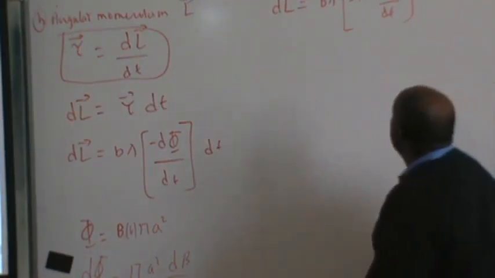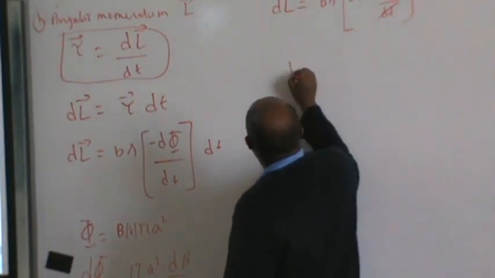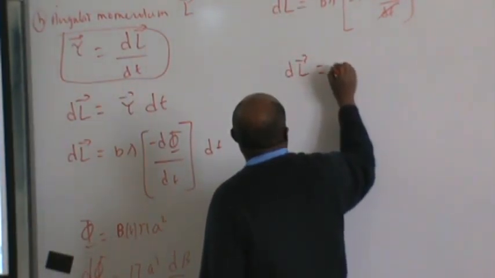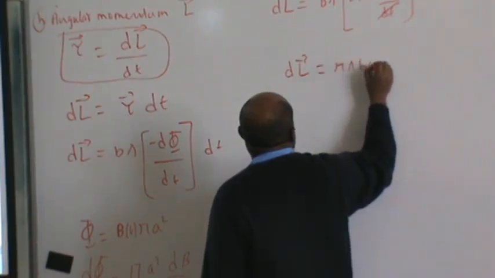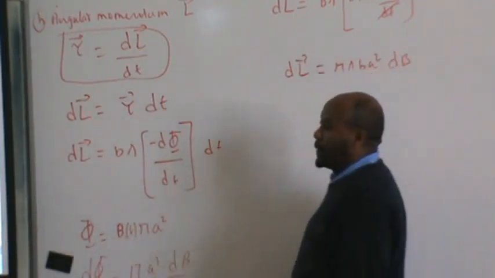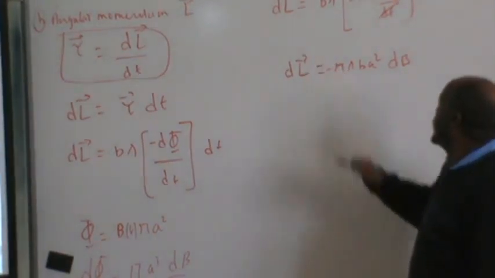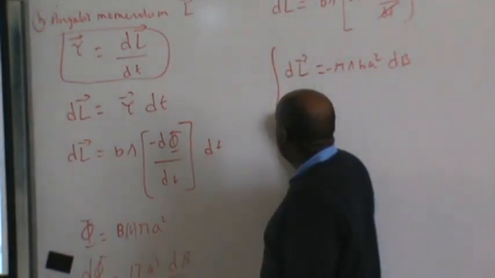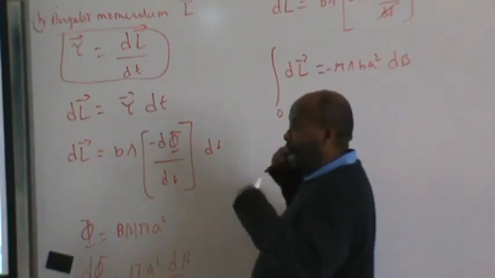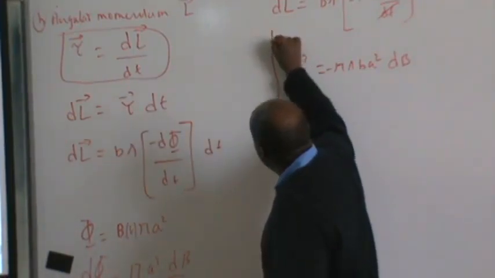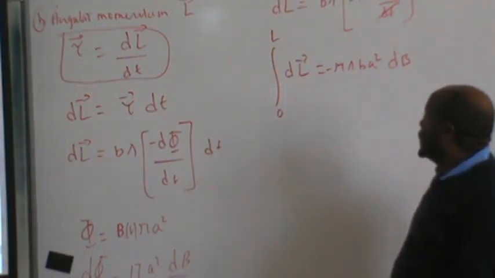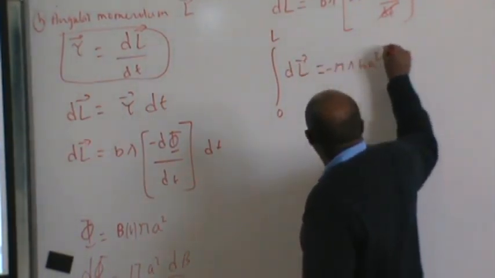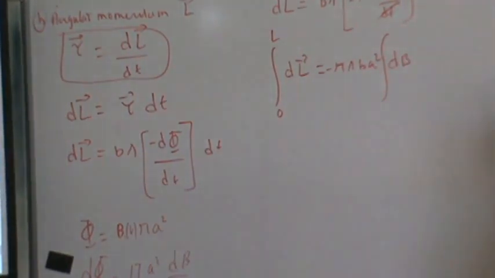So then you have dL equals pi lambda b s squared dB, with the minus sign. So at t equals 0, there is no rotation. So this is going to be from 0 to whatever angular momentum is transferred to it, I will call it L. And during this time, what happens to the magnet?